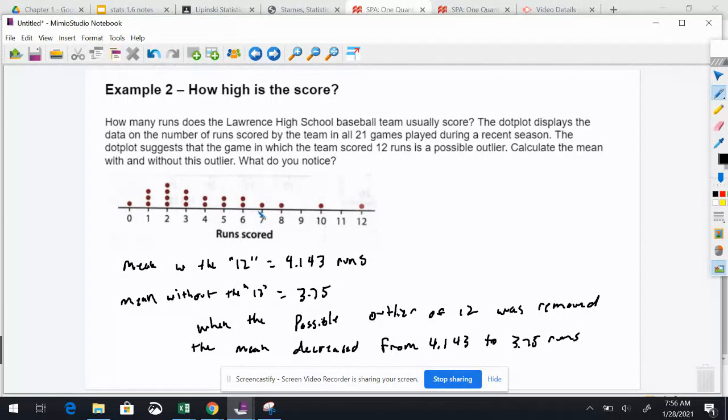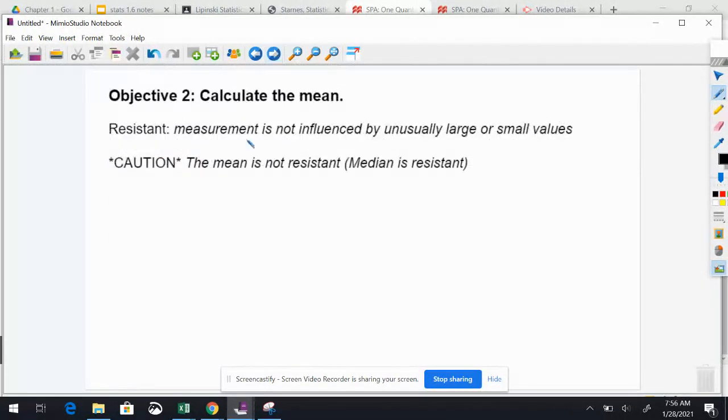Now we have to take a look at what this means as far as the mean and the median. A couple of very important things here. We're going to talk about resistant, a very important vocabulary word. Resistant: a measurement that is not influenced by unusually large or small values. So again, not influenced by what we call unusually large or small values. Well, what are those called? Those are the outliers, right?